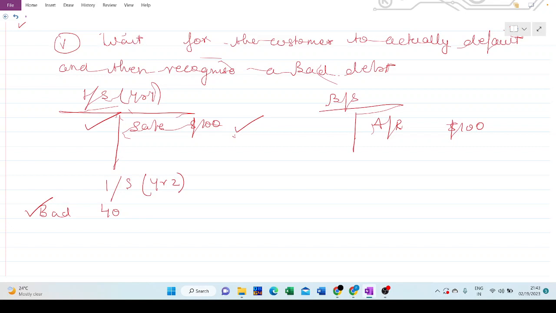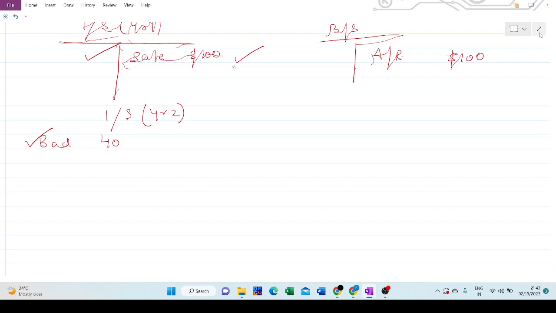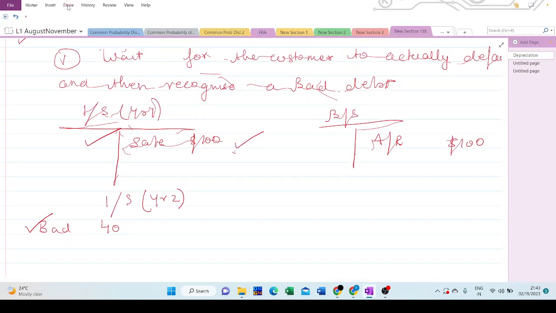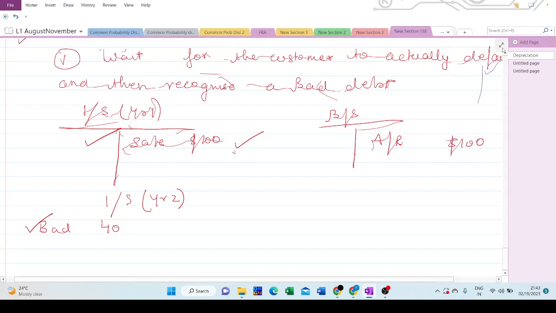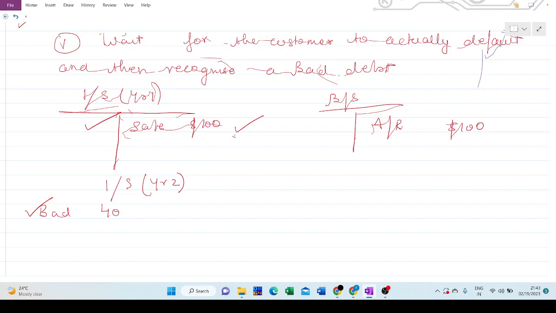So what should we do to adhere with the matching principle, guys? Please tell me. What should we do to adhere with the matching principle? Okay, so to adhere with the matching principle, what we do is that using historical data, we estimate a bad debt expense, and this estimated bad debt expense is booked in the income statement in the same year we recognize the sales revenue.